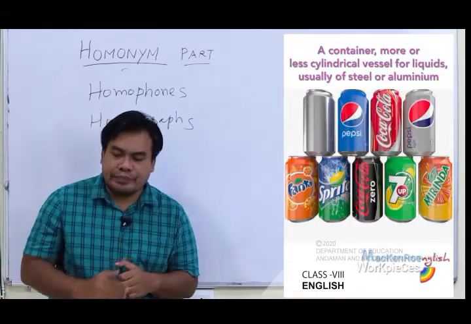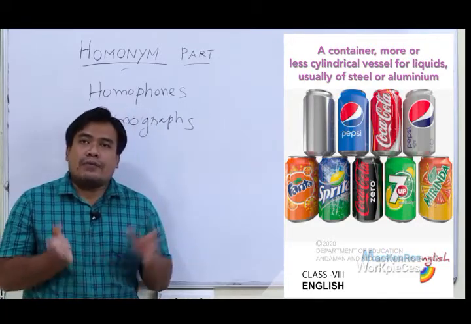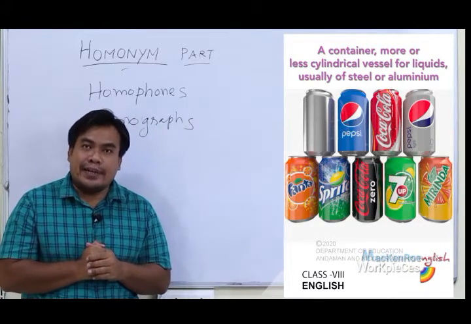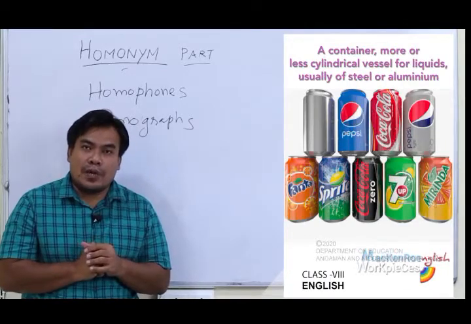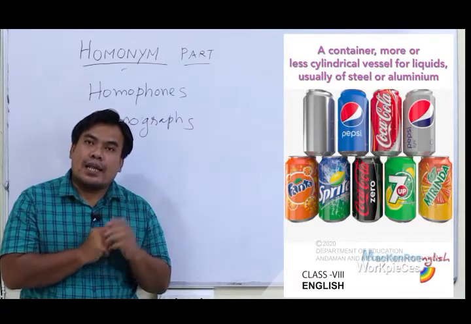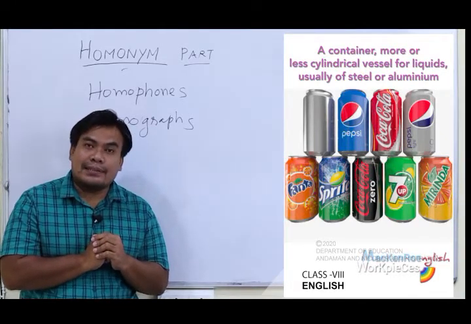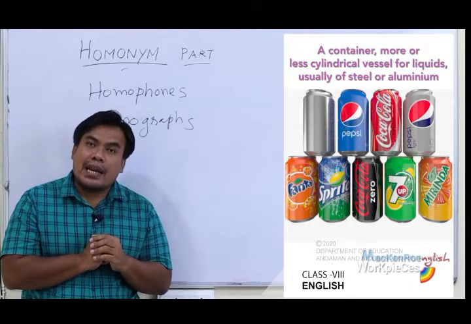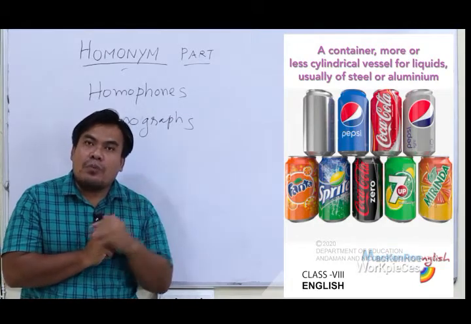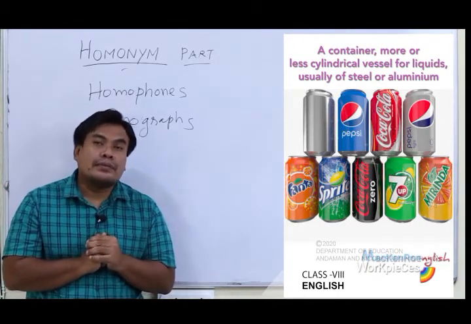The next one, okay, now you can see a lot of cans out there, right? Pepsi, Coca-Cola, Mirinda, etc. Those aluminum containers or steel containers are called can, C-A-N, can. Okay, that is one of the homonyms. Now think of another can. What could that be? C-A-N, can.